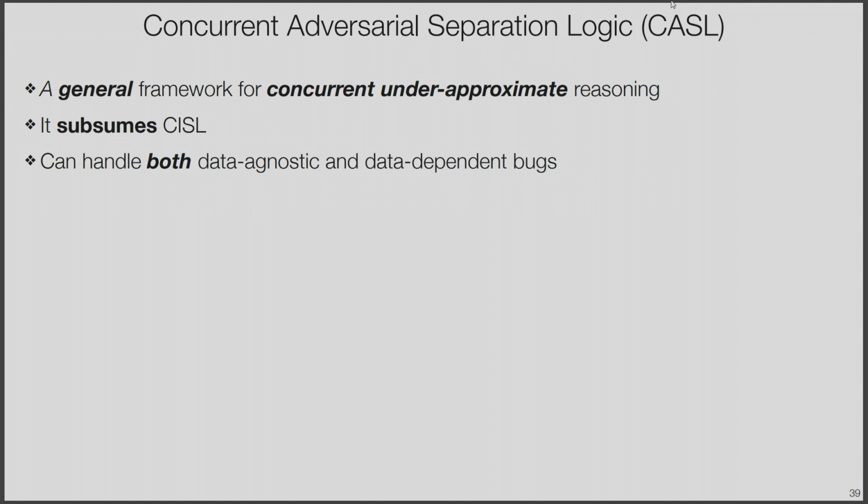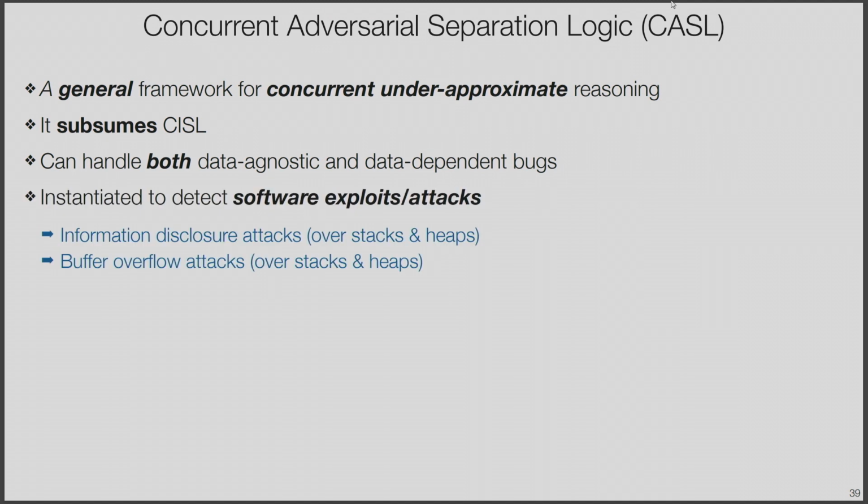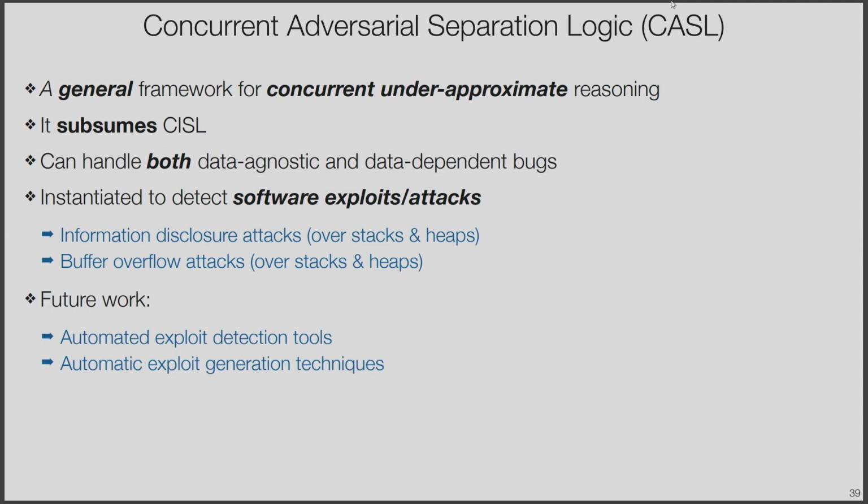So what we did then, we generalized that yet again to concurrent adversarial separation logic, which subsumes CISL. It's even more general and can find all these other bugs as well. And as a use case, we instantiated it to detect exploits, which was really interesting. So we can use it to detect buffer overflow attacks, information disclosure attacks. And I'm currently doing some consultancy at Bloomberg, where we're trying to use these techniques to actually build exploit detection tools, as well as exploit generation tools. So how can we automatically generate future exploits that we're not even aware of yet?